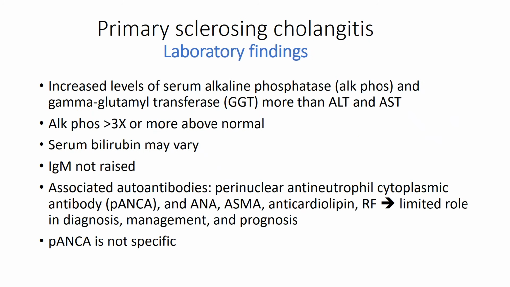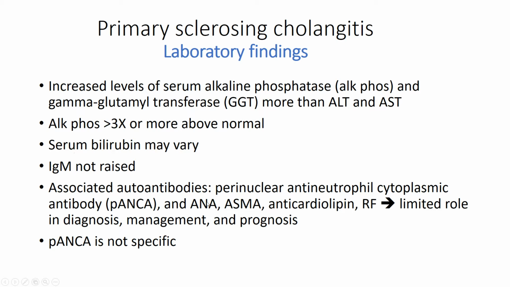Laboratory findings: you have increased levels of serum alkaline phosphatase and GGT. Again, biliary enzymes are elevated more than the hepatic enzymes, ALT and AST. Alkaline phosphatase is typically more than 3 times the upper limit of normal, and serum bilirubin may vary depending on the stage. IgM is not raised, as opposed to PBC.